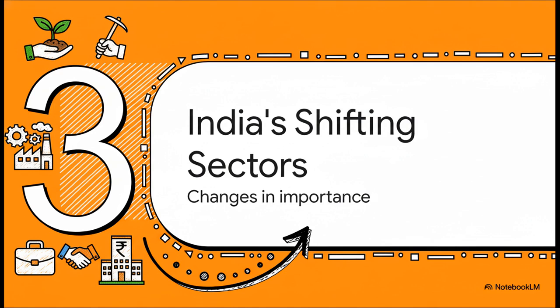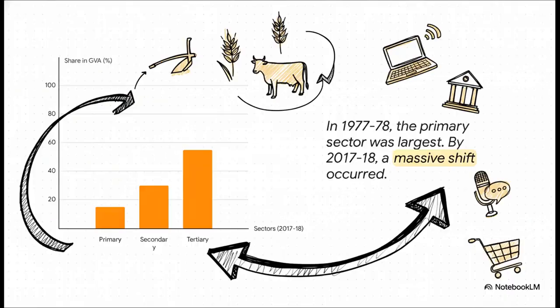So what has been India's story? Let's have a look. Just look at this chart. It tells a story of a massive change in the Indian economy. GVA, or gross value added, is just a way to see each sector's contribution. Look at the first bar.